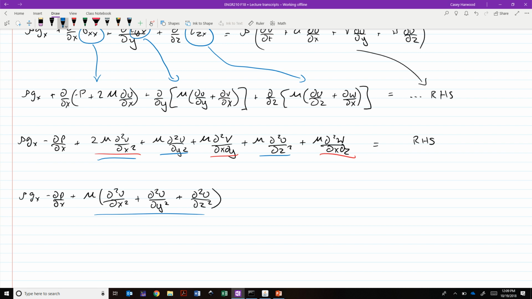Notice that this one has been underlined twice because it's a derivative of x, but it's also a second derivative. And that factor of 2 out front means I've got two of them to work with. So I put one of them in here, and I'm going to group the other one into the next set of terms, which is written d dx of du dx plus dv dy plus dw dz.